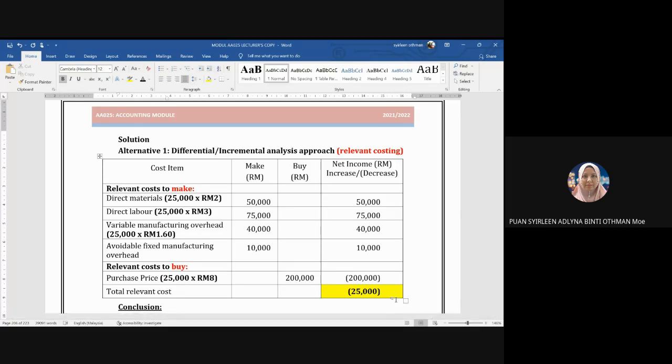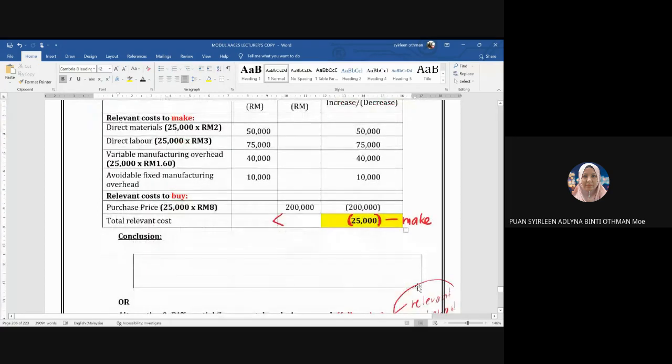Okay, alright. So bila RM25,000, apa indication negatif tu? Okay, negatif tu maksudnya, your buy lebih besar daripada make. So bila buy lebih besar dari make dan kamu tengok dekat bracket belakang tu, dia dekat jawapan belakang ni, dekat yang saya warnakan kuning ni, dia berada di dalam bracket. So bila kamu dapat keputusan nilai tu di dalam bracket, that means decision kita ialah make. Okay, alright. So kamu akan buat conclusion.